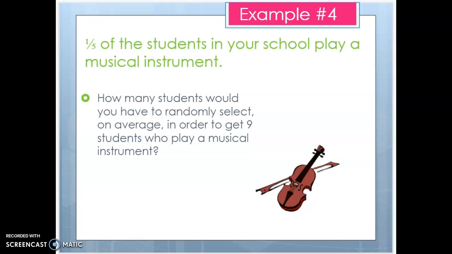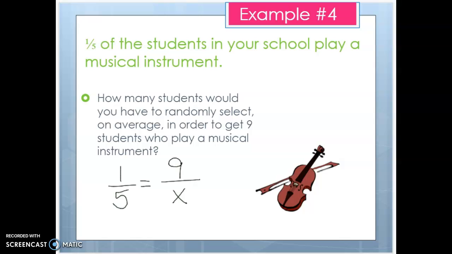Okay, and the last one on your note sheet, 1/5 of the students in your school play a musical instrument. How many students would you have to randomly select on average in order to get 9 students who play a musical instrument? So 1 out of 5 do play a musical instrument. They are not giving me a total that I'm having to make a prediction out of. That is what I'm missing. So X is going to be on the bottom this time, and 9 is going to be on top. So they're asking how many students would you have to talk to in order to get 9 if 1/5 of the sample plays an instrument.